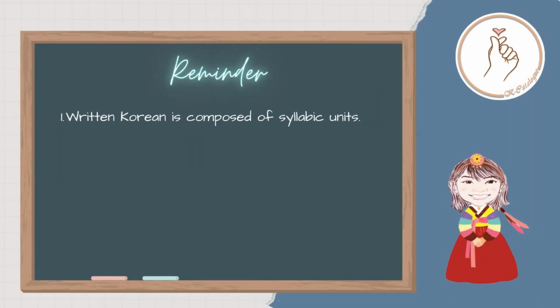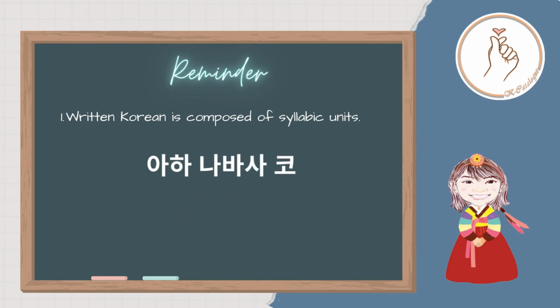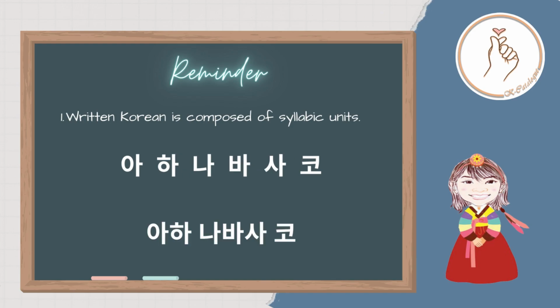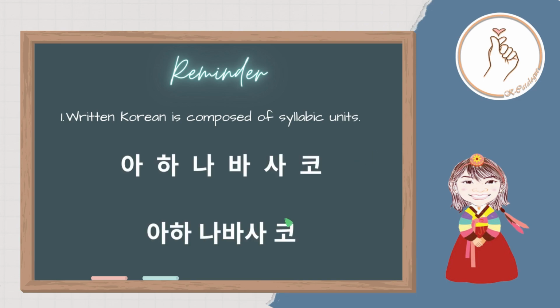First, HanGeul isn't written as a series of individual vowels or consonants. That means when we write, we can't write letters one by one. Rather, it is composed of syllabic units. That means when you write them by twos or by pairs of letters, a single letter alone isn't allowed. These syllables form the basic building blocks of written Korean.